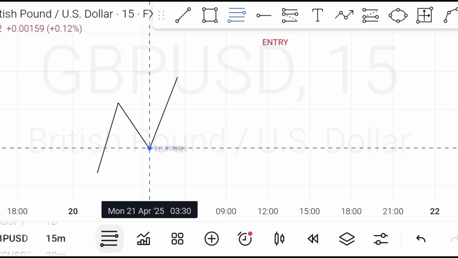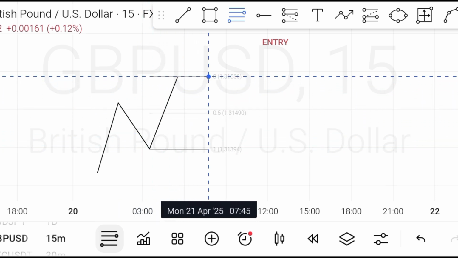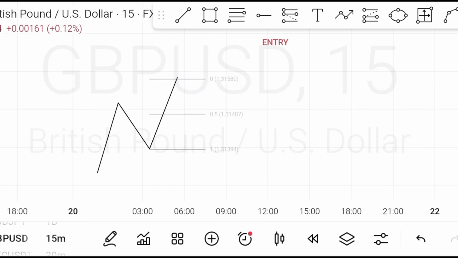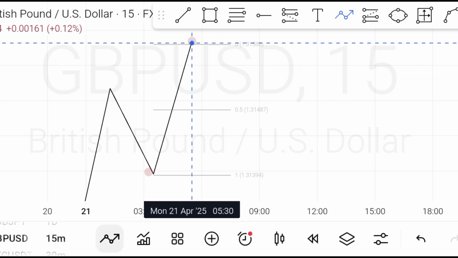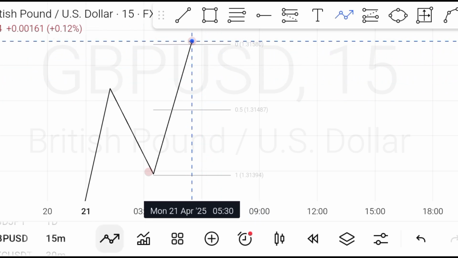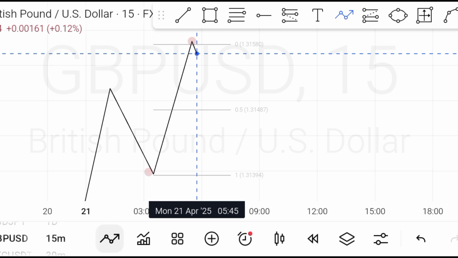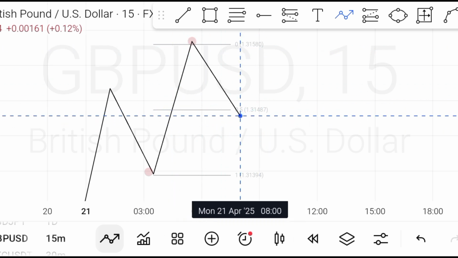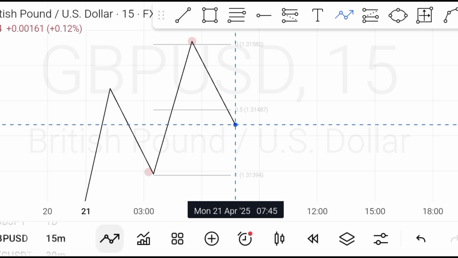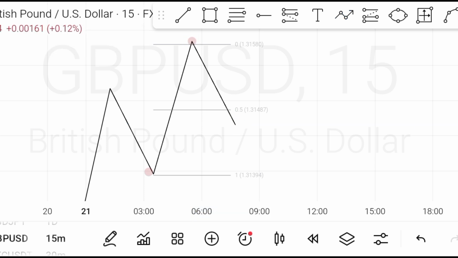But when you drag it from swing low to swing high like this, you can see that now you should be expecting the pullback, after you have taken it from swing low to swing high. So this level, the 0.5 level is where you want to be taking your buys from.